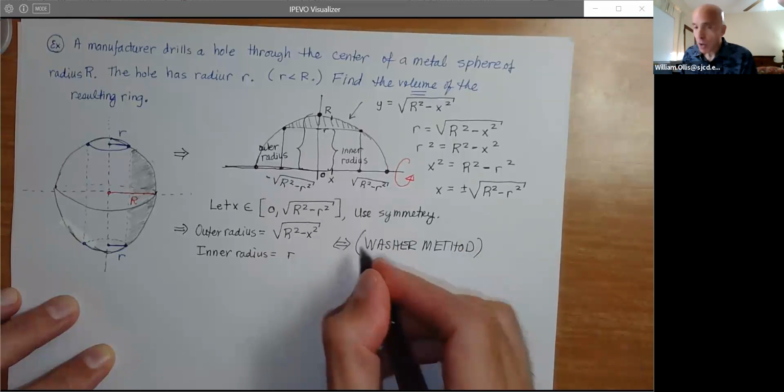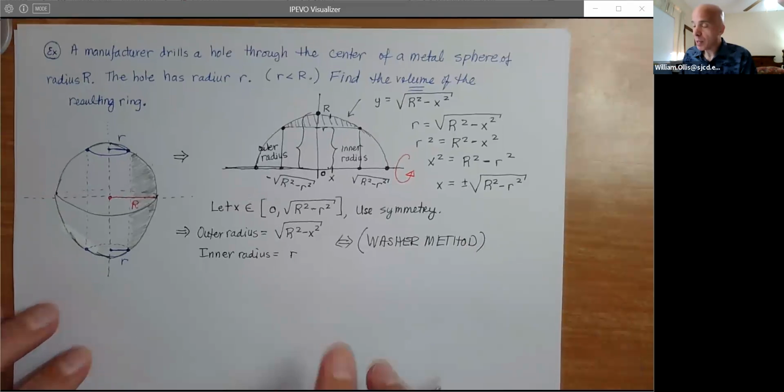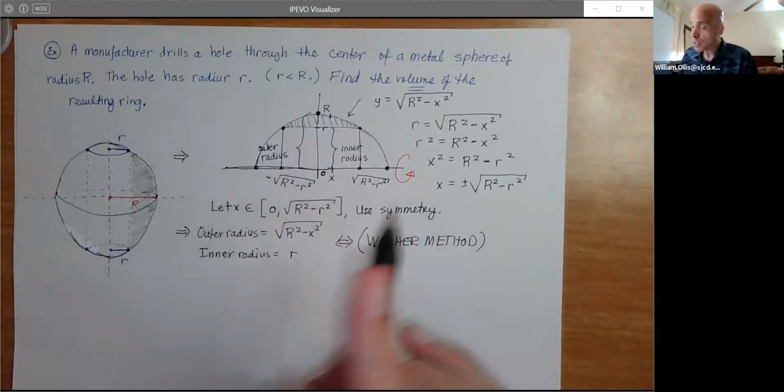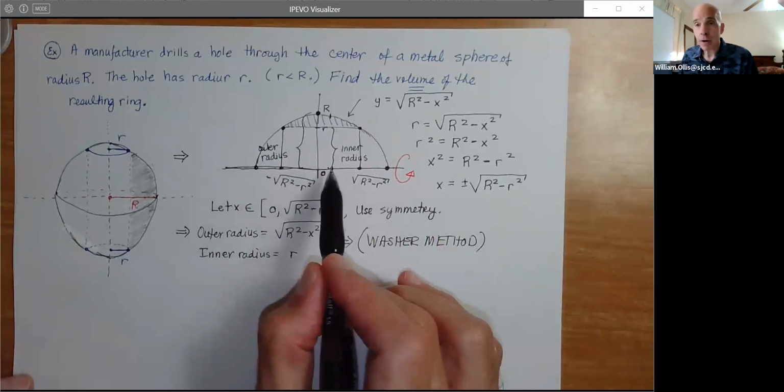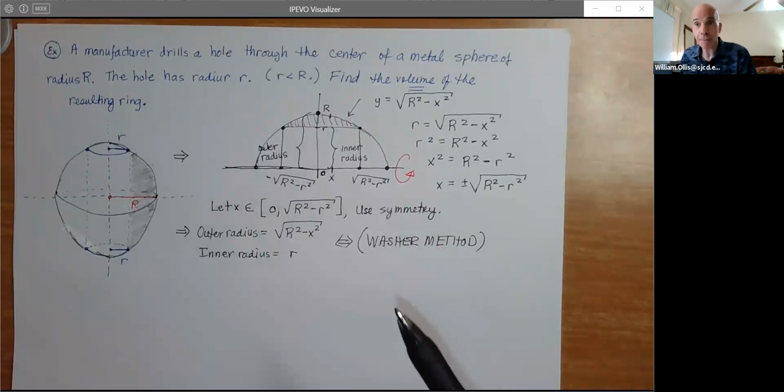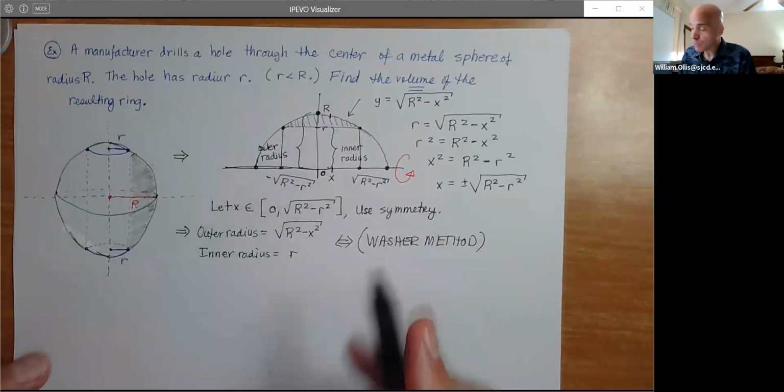So we know this is the washer method because we see here that the region that we're revolving does not touch the axis of revolution. So this is necessarily the washer method. It could touch it some places, but still that gives the washer method.